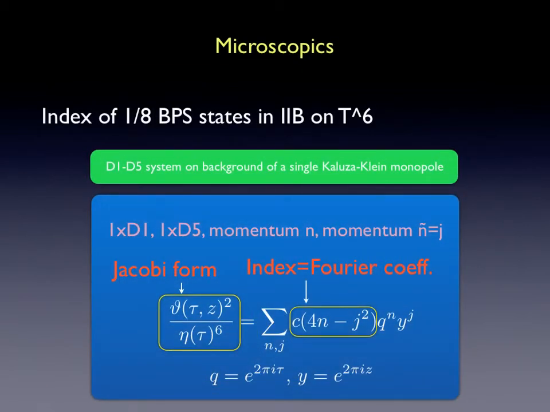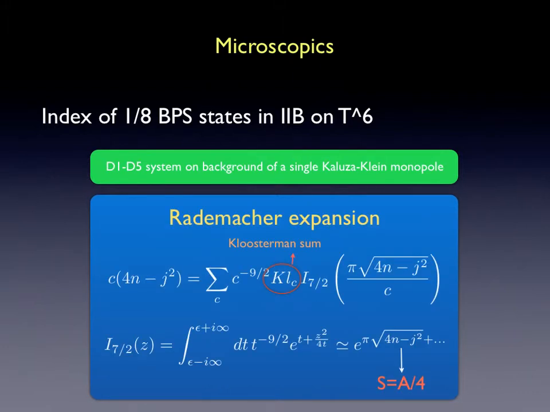To count 1/8 BPS states, we'll look at the 1D5 system on the background of a single Kaluza-Klein monopole. The index is extracted by performing a Fourier transform of a weight -2 Jacobi form. Using the modular properties of the Jacobi form, we can write the index in an exact Rademacher expansion. The index is given by an infinite sum over Bessel functions weighted by an algebraic factor called Kloosterman sum.